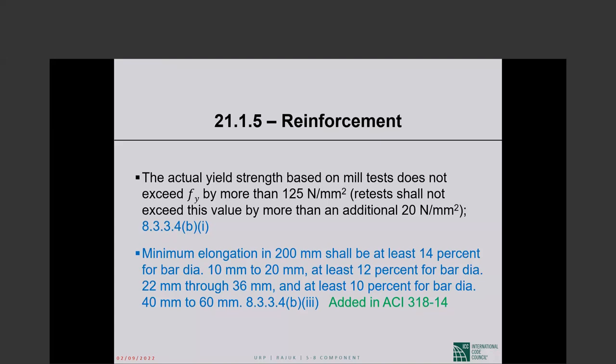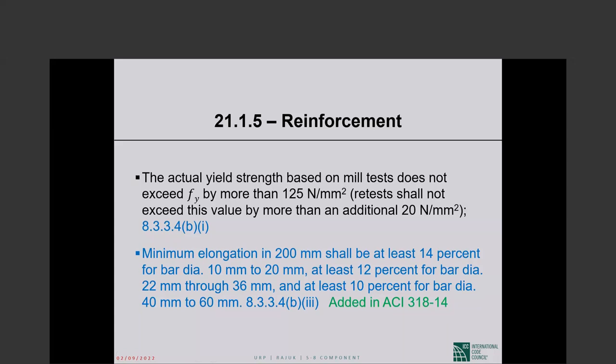Something BNBC has that ACI 318 did not have until the 2014 edition is that it basically says the elongation over an 8-inch gauge length of A615 or the BDS 6935-2 bars shall be the same as that of A706 bars. Okay.